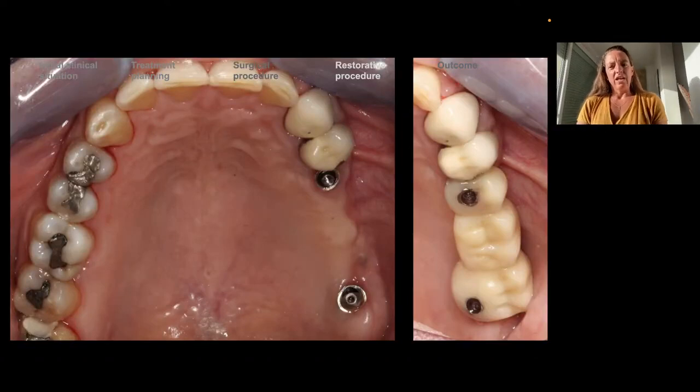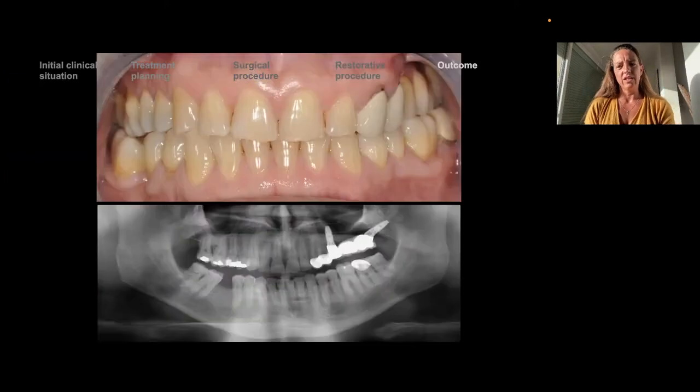After the healing, after more or less 4 to 6 months, we went for the final procedures. Here you can see this is still the provisional one, and here you can see the patient already with the final bridge in place, and here also the OPG with the final bridge.